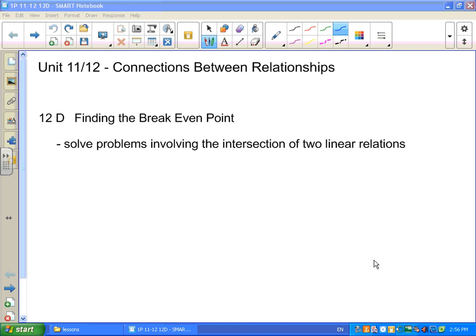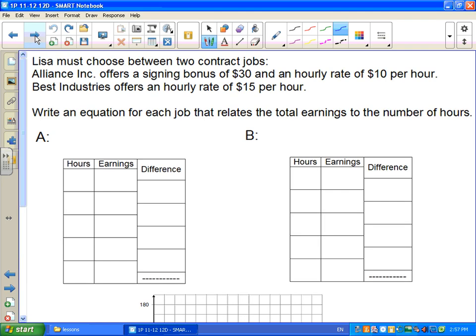This is our final lesson in Unit 11-12, and we're looking at some stuff out of Box 12D. What we want to do in these lessons is find the break-even point, and we're going to talk about what the break-even point is as we go through this. Specifically, we want to solve problems that involve the intersection of two linear relations, or two lines. These are the questions that you need to hand in as part of the assignment, as your unit mark for Unit 11-12.